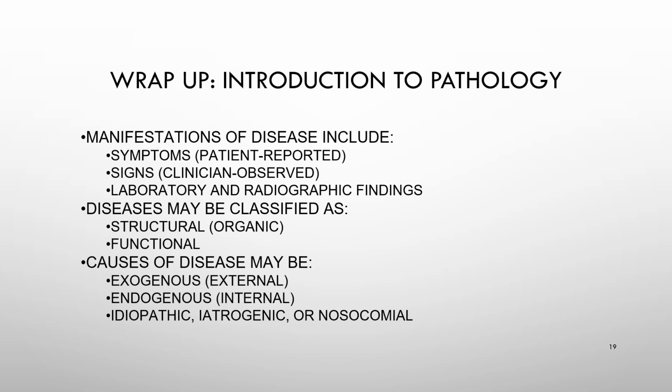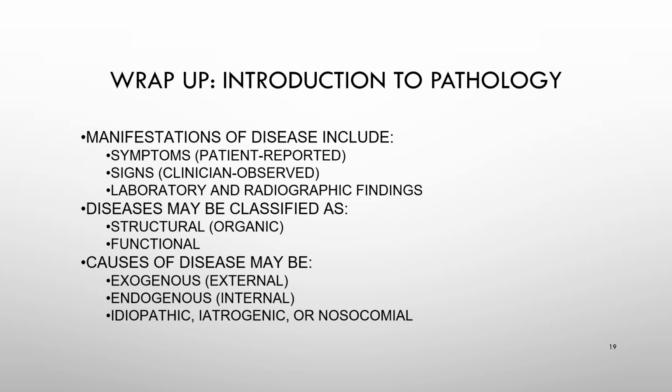Laboratory and radiographic findings, what the data tells us. Labs don't have opinions. Imaging doesn't guess. These are objective findings. Next, we classify types of disease. Diseases may be structural, organic. This is a detectable physical change. You can see it on imaging, histology, or gross exam. Functional, symptoms are real, but structural changes aren't identifiable at onset. Important reminder, functional does not mean made up.